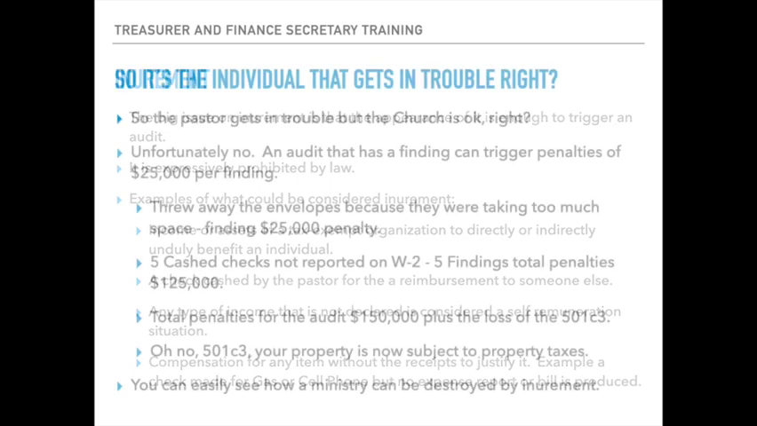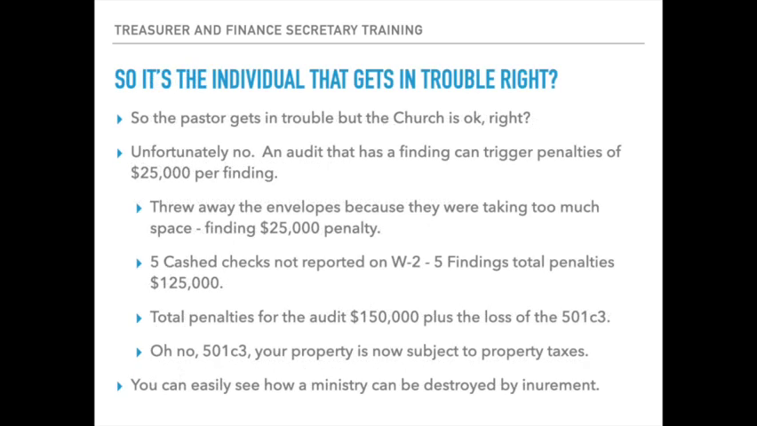So it's the individual that gets into trouble, right? So the pastor gets into trouble, but the church is okay, right? Unfortunately, no. An audit that has findings can trigger penalties of $25,000 per finding. Threw away the envelopes because they were taking too much space? A finding, $25,000 penalty. Five cash checks not reported in W-2, five findings, total penalties $125,000. Total penalties for an audit, $150,000, plus the loss of the 501c3. Oh no, 501c3 is gone? Your property is now subject to property taxes. You can easily see how a ministry can be destroyed by an inurement.